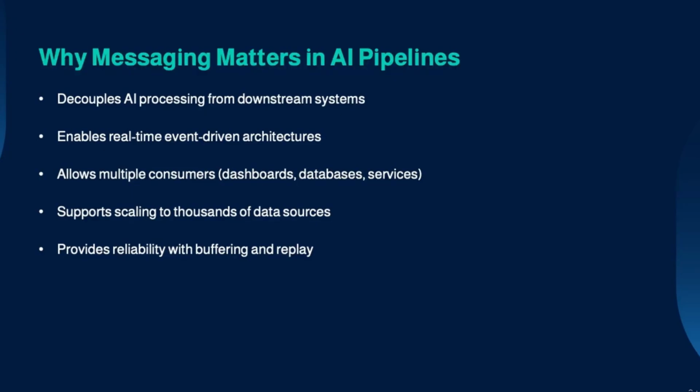Messaging systems are the glue that holds modern AI pipelines together. By using brokers like Kafka or MQTT, you decouple the AI processing from the systems that consume the data. This enables event-driven architectures, where detections or analytics trigger immediate actions. Multiple consumers can subscribe to the same data, dashboards, cloud services, or databases, and you can scale to thousands of sources without overwhelming the AI layer. With built-in buffering and replay, message brokers also improve reliability and fault tolerance.